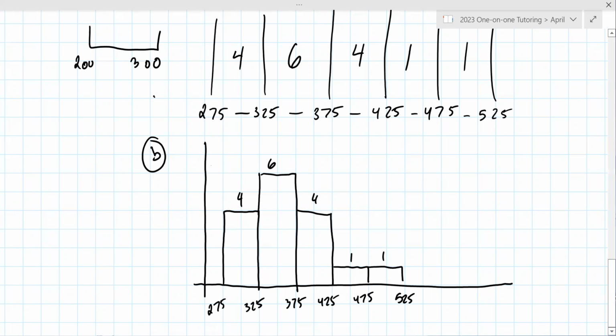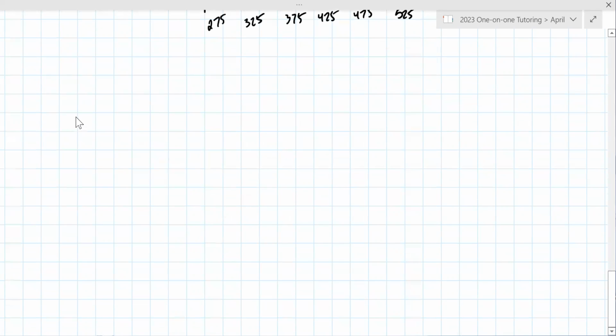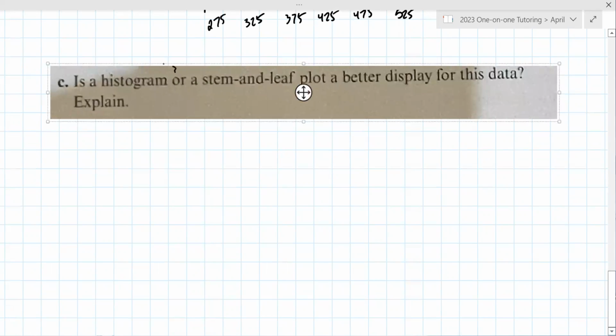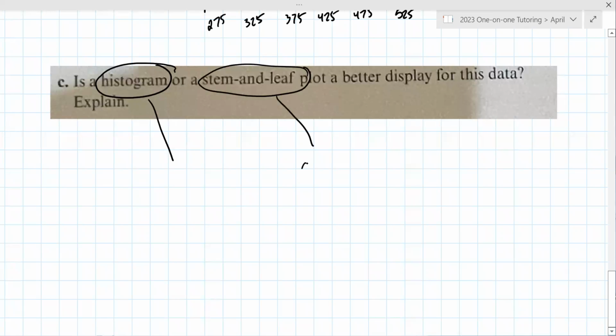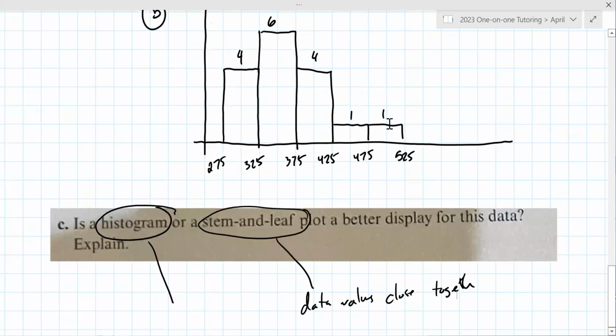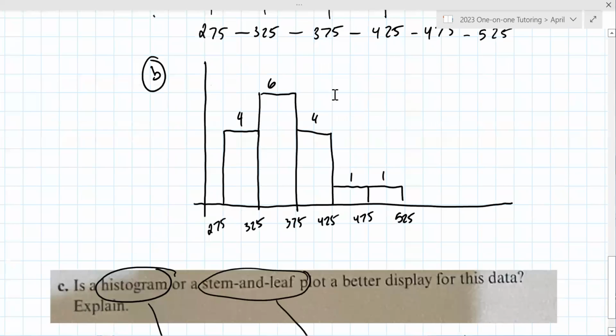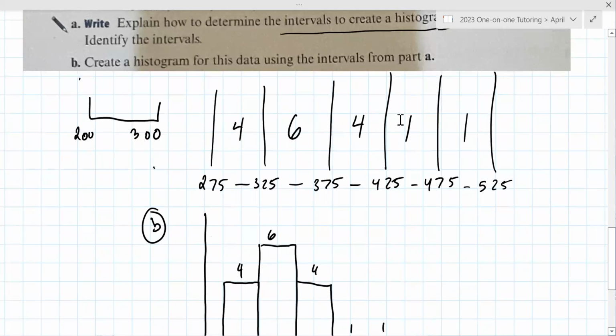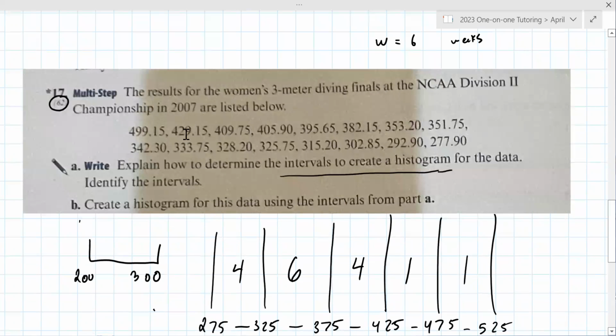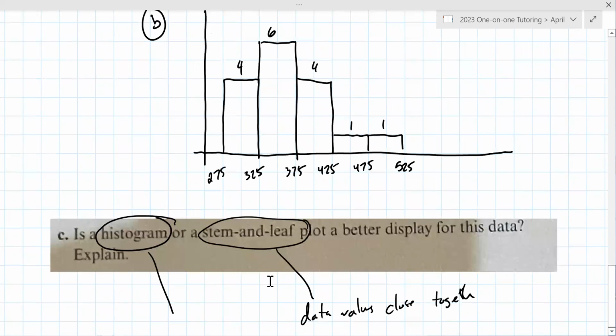Okay. So part C, the histogram is better. The reason is that the stem and leaf is better for data values close together. So this one has a lot of separation between the last couple. Let me go back, see how there's a lot of distance between 499 and 429. There'd be a lot of gaps in your stem and leaf plot. So if we have time at the end, I'll put this data into a software and show you the results.